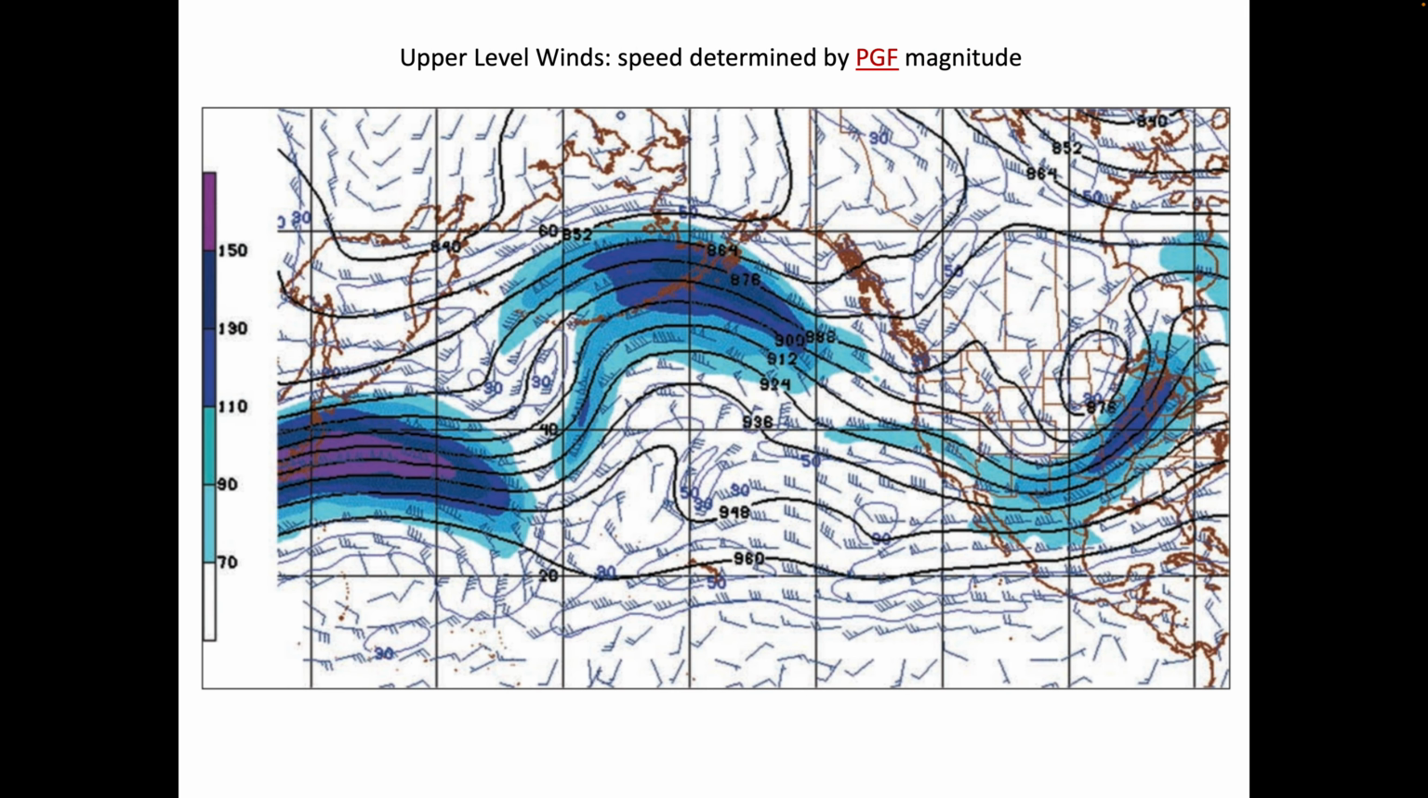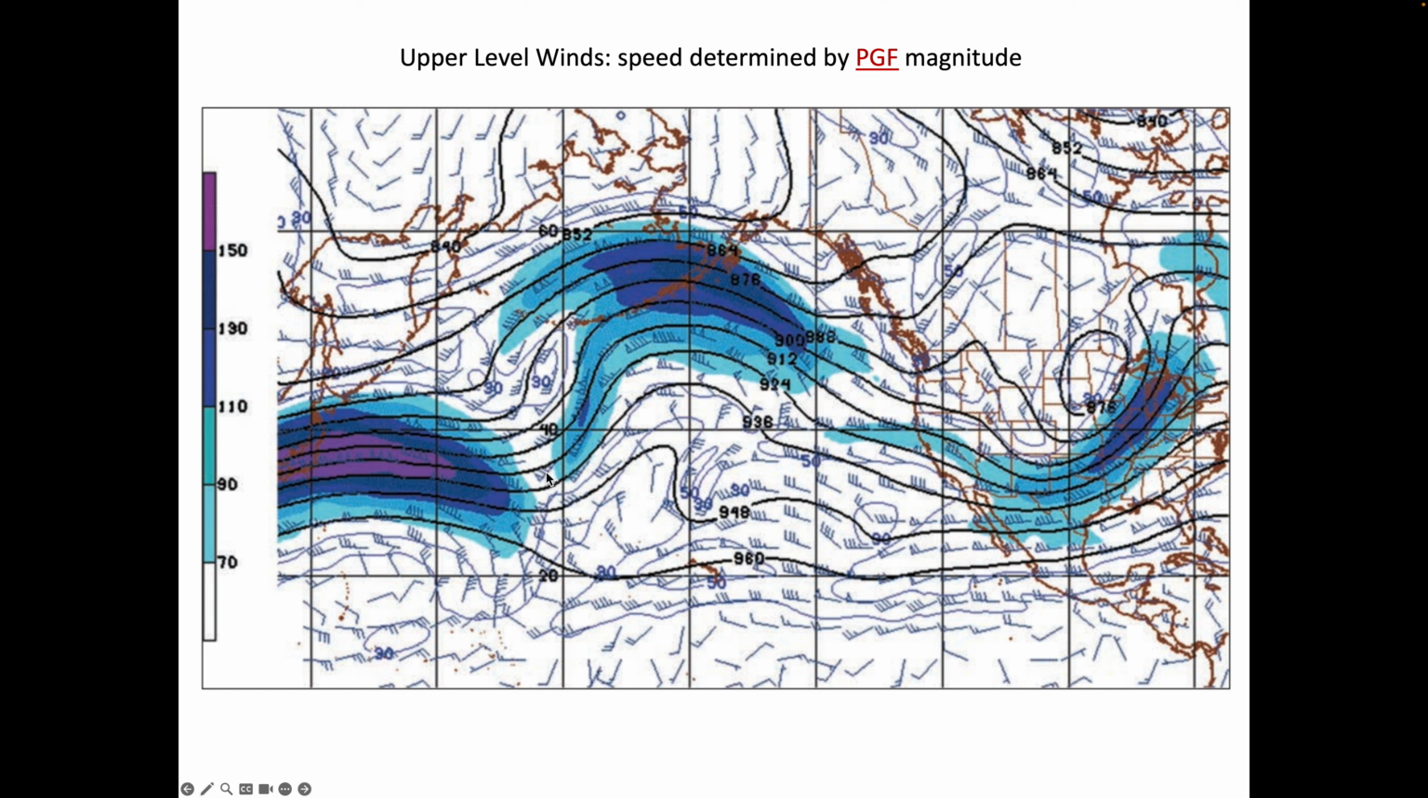Now, the upper level wind speeds are ultimately determined by the magnitude of the pressure gradient force. This is a 200 millibar map, and what you see here are 200 millibar isoheights, and you see shading indicating wind speeds. Now, meteorologists define the jet stream as being located where wind speeds exceed 70 knots.